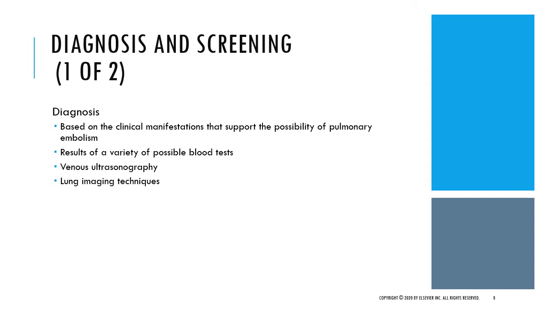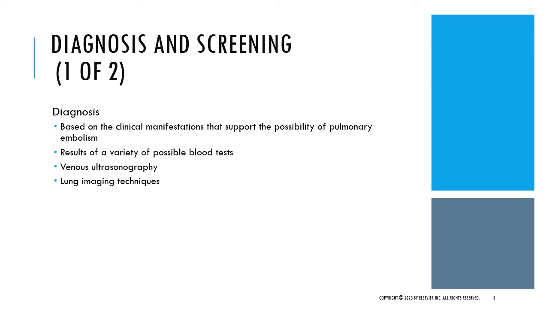Diagnosis and screening. We're going to start with diagnosis. Diagnosis is based on the clinical manifestations that support the possibility of pulmonary embolism, followed by the results of a variety of possible blood tests, venous ultrasound, and one or more lung imaging techniques to secure a definitive diagnosis.